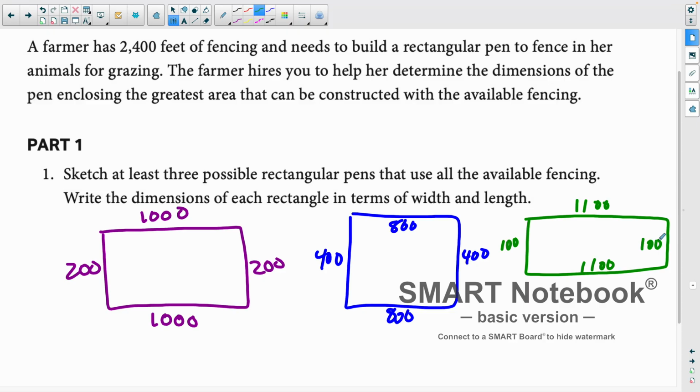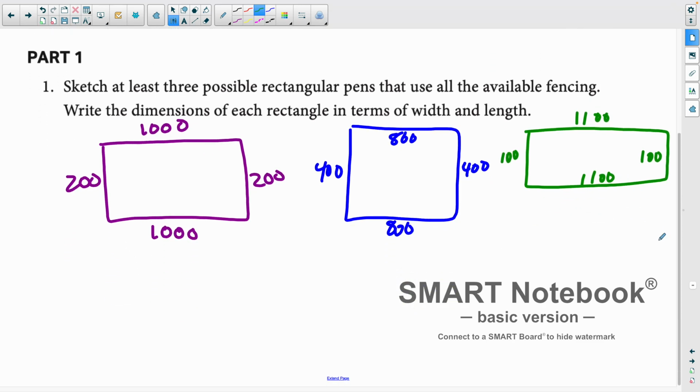Now, is that the only ones we could have come up with? No, there's lots, right? And so we'll talk about some more here in a minute as we're going. So we have that. And now on the second part of this, it asked me to build a table with these kind of ideas. All right. So now I'm going to build a table.